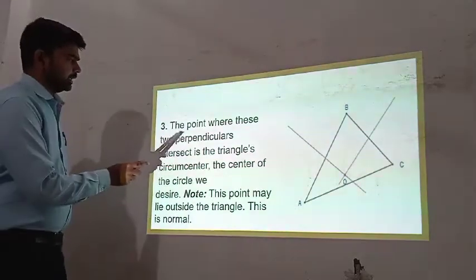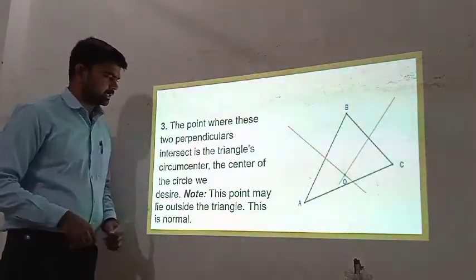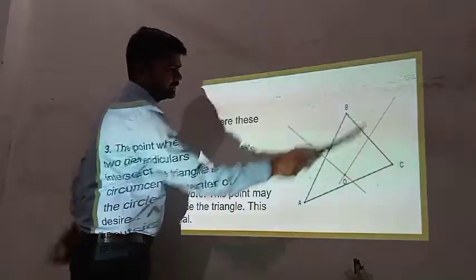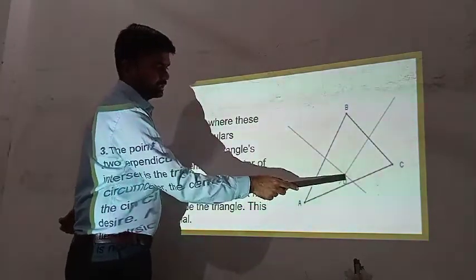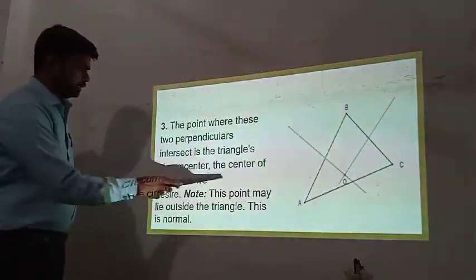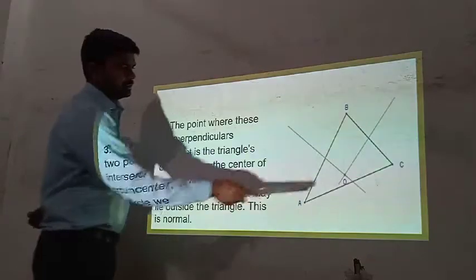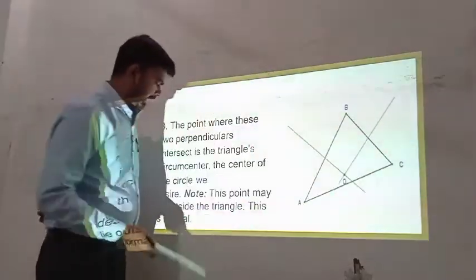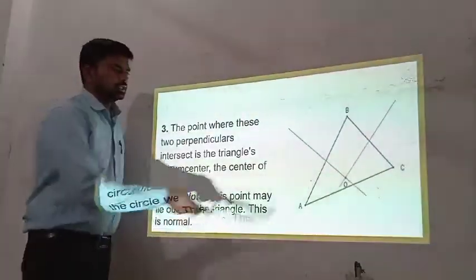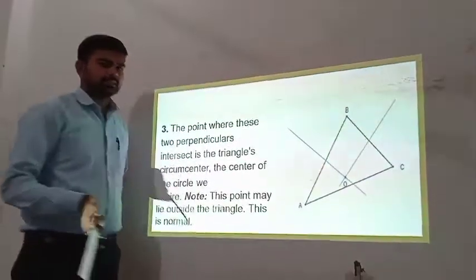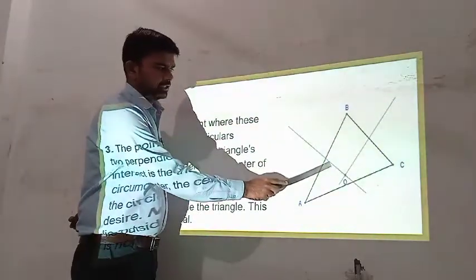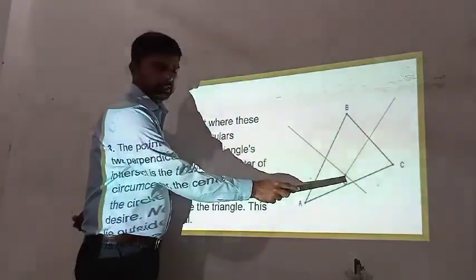Next is our third point, the point where these two perpendiculars intersect: the triangle's circumcenter. See, these are the two bisector lines, and here is the intersection point of the bisectors of side AB and side BC. Now this is the center of the circle we desire. Note that this point may lie outside the triangle, that is normal. If this point lies outside the triangle, don't hesitate, it is normal. But here the point is inside the triangle, that is the circumcenter.